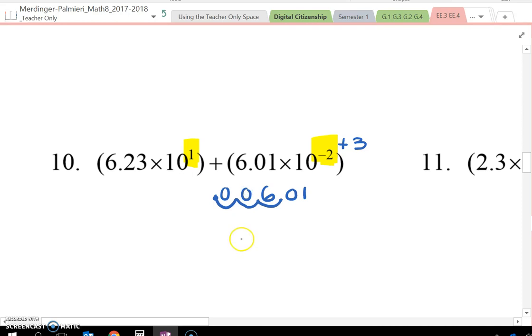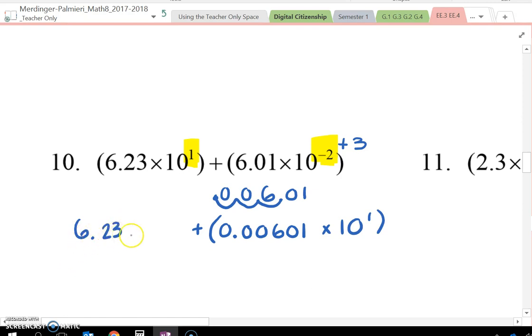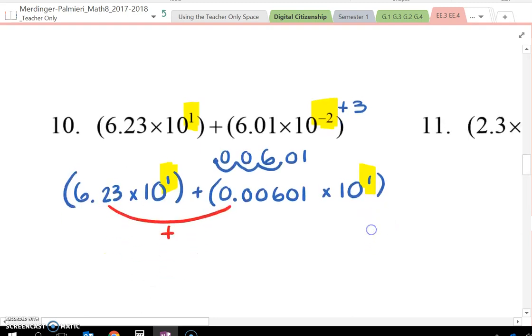So my new first factor is 0.00601 times 10 to the 1st power. And I'm going to rewrite my first scientific notation: 6.23 times 10 to the 1st power. Do a double check. Exponents are the same, so we are going to add our first factor.